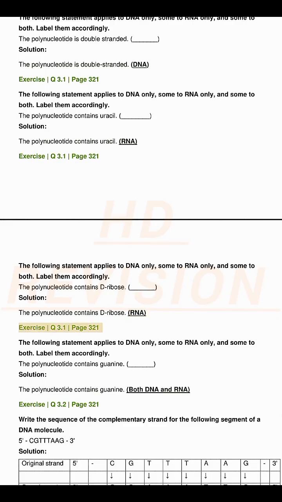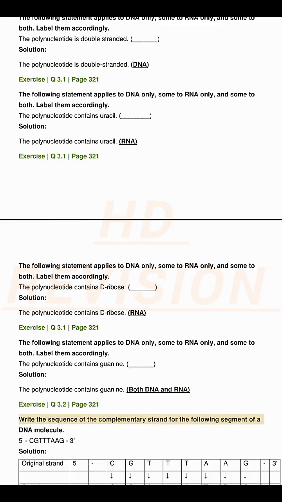Exercise Q3.1, page 321. The following statements apply to DNA only, some to RNA only, and some to both. Label them accordingly. The polynucleotide contains guanine. Solution: Both DNA and RNA.